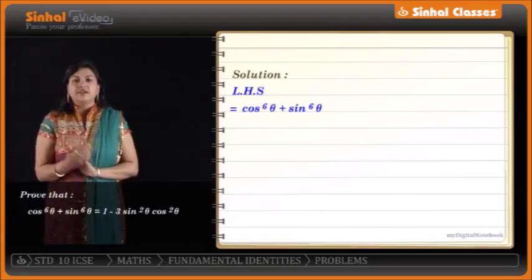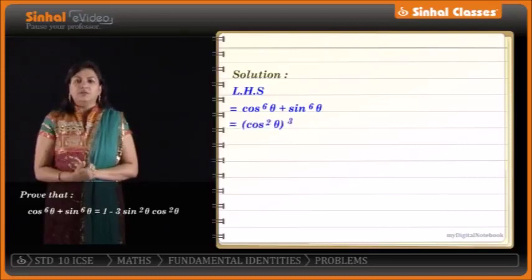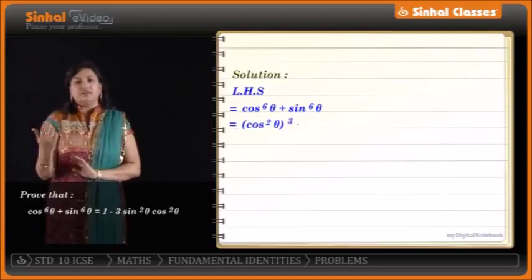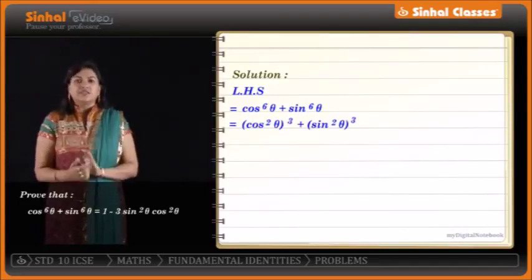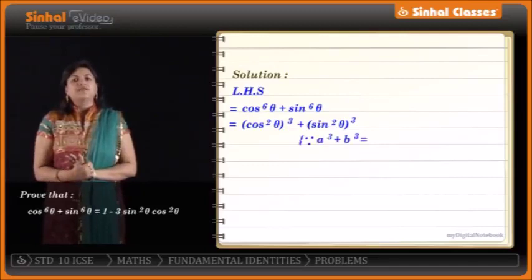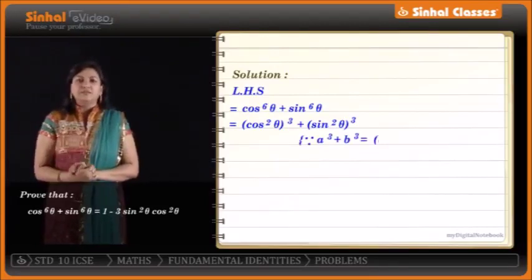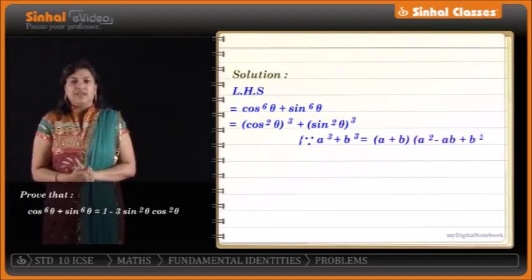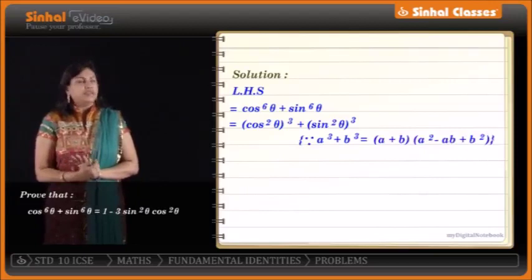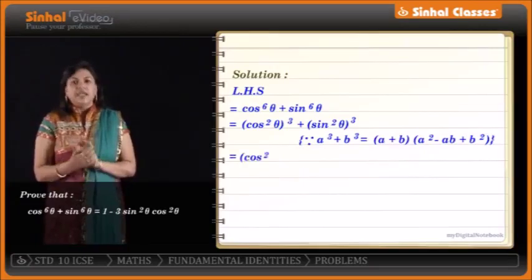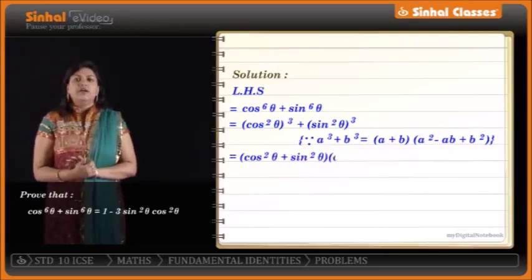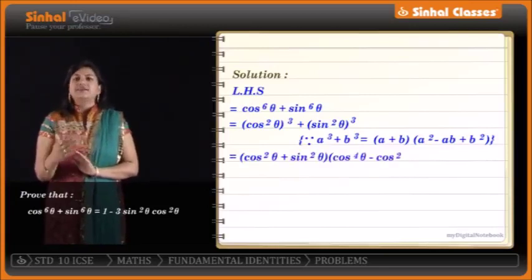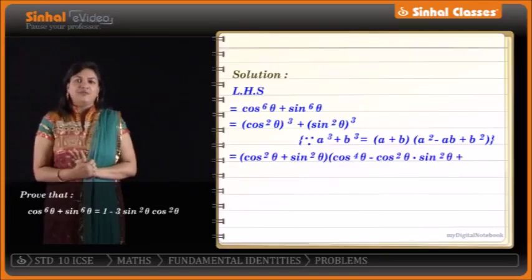We write that as cos square theta the whole cubed, and sin^6 theta we write it as sin square theta the whole cube. Now this is of the type a cube plus b cube. We write the formula for this as (a plus b) into (a square minus ab plus b square). So we get (cos square theta plus sin square theta) into (cos^4 theta minus cos square theta sin square theta plus sin^4 theta).